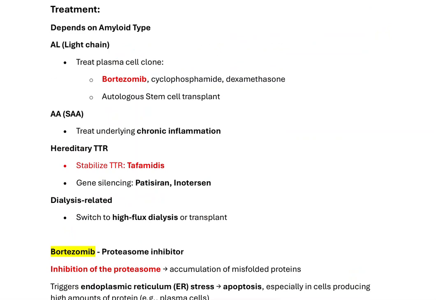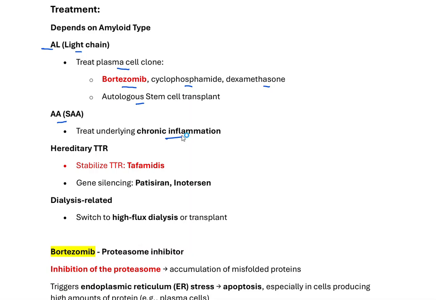And as you can expect, the treatment will depend on what type of amyloid, right? So let's start with the light chain amyloidosis. With this, you want to treat the plasma cells, so treat their multiple myeloma, right? And you can also use what we call bortezomib, which we're going to talk about in a second. You can also use cyclophosphamide, dexamethasone, and you can do stem cell transplants. What about serum associated amyloidosis? So this one, you have to focus on treating the chronic inflammation. So treat the underlying chronic inflammation.